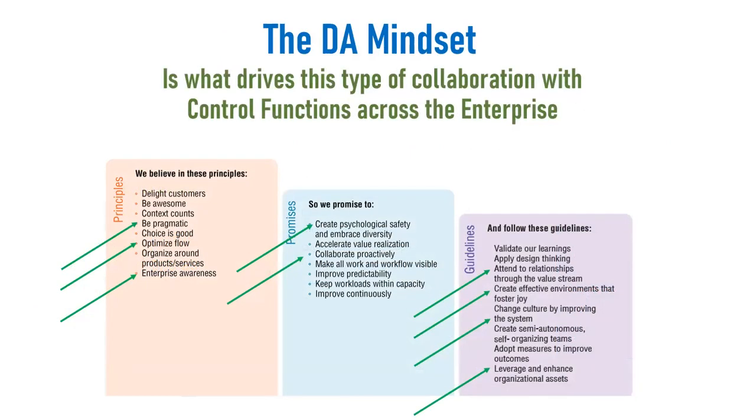So in both of the examples we just saw and the ones we're going to see moving forward, I decided to put this here. The DA mindset is what drives this type of collaboration with control functions across the enterprise. That is distributed amongst what DA calls principles, promises, and guidelines. It's a bit small, but: be pragmatic, optimize flow, enterprise awareness, create psychological safety and embrace diversity, collaborate proactively, attend to relationships, create effective environments that foster joy, change culture by improving the system, leverage and enhance organizational assets. Again, enterprise awareness.